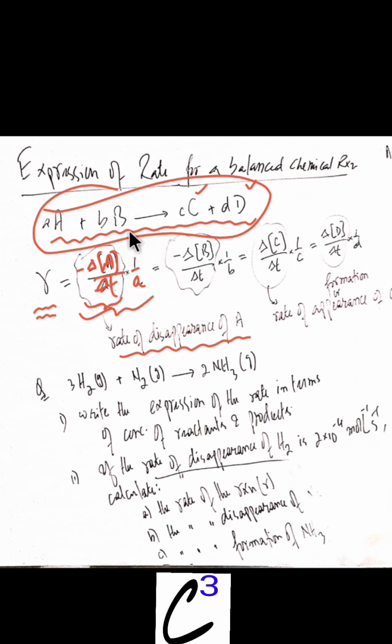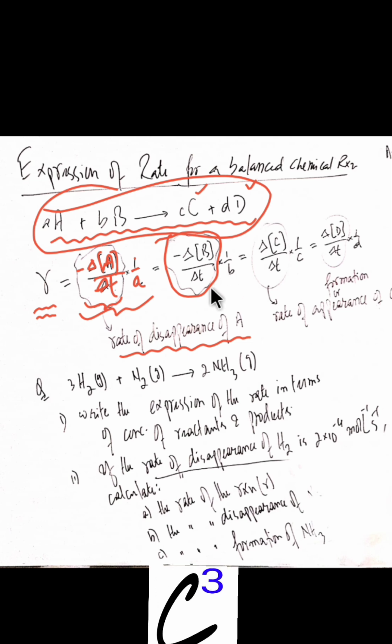Okay, in terms of the concentration of reactant B, the rate of this particular reaction is equal to minus delta B by delta T multiplied by 1 by b. b is the stoichiometric coefficient of this particular reactant B, and again this term represents rate of disappearance of the reactant B, and if it is divided by this stoichiometric coefficient b, then this will give the rate of this particular reaction.